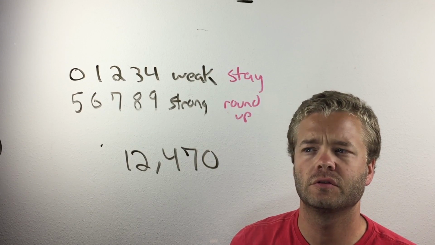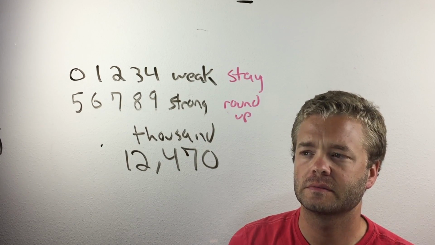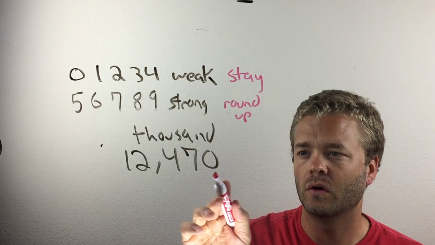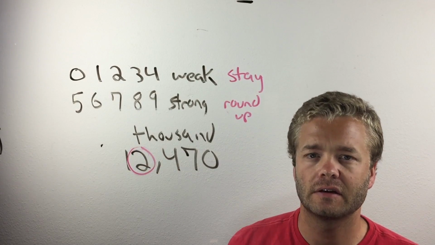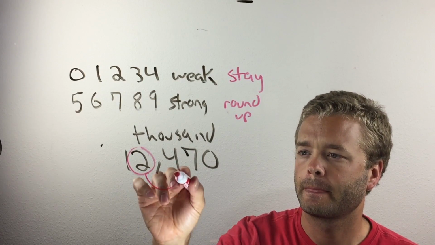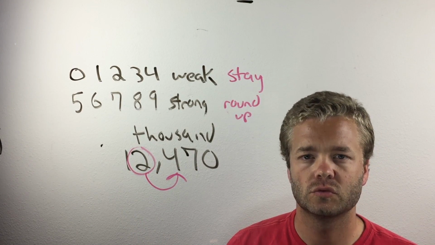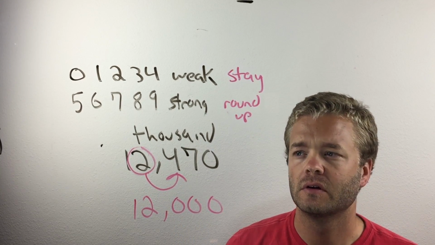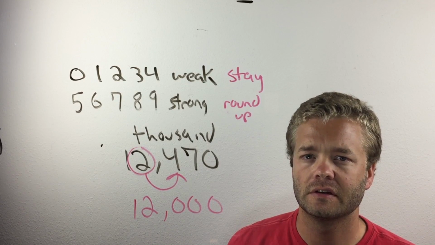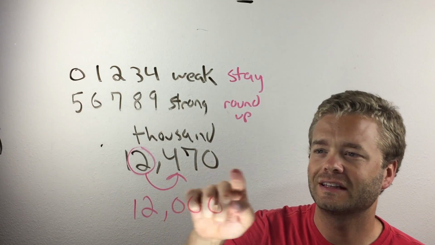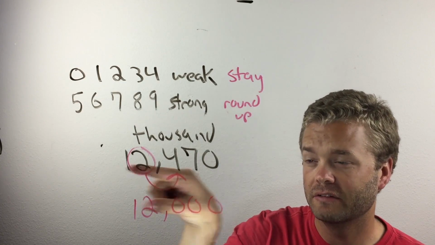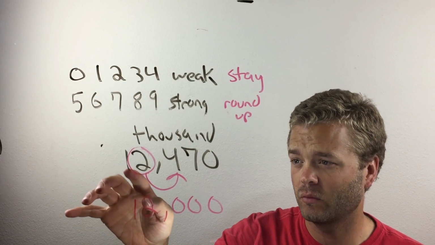And let's round to the thousands place. Step 1, locate the place value you're rounding to. Ones, tens, hundreds, thousands. Look at the neighbor. Is it weak or strong? Weak. So the 2 stays the same. Everything else becomes a 0. 12,470 rounds to 12,000. Everything to this side of the number you're rounding to goes to 0. Everything to this side stays the same. That 1 still stays there.